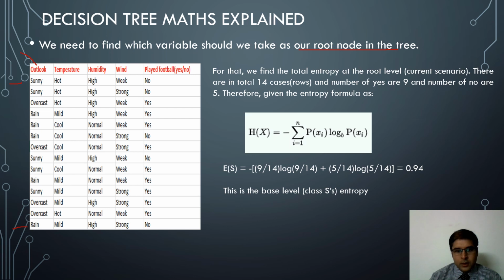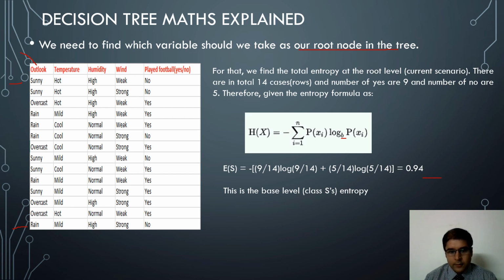So therefore, given the entropy formula as H(x) equals minus summation i equals 1 to n p(xi) log_b p(xi), basically here b is always 2, I mean it is taken to the base 2. So we calculate entropy of the system as minus 9 by 14 log 9 by 14 plus 5 by 14 log 5 by 14, which is equal to 0.94.